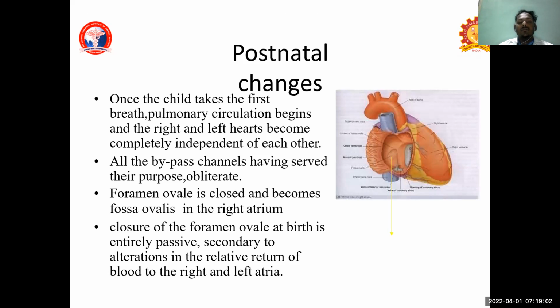Once a child takes the first breath, pulmonary circulation begins and the right and left heart become completely independent of each other. All bypass channels, having served their purpose, obliterate. The foramen ovale is closed and becomes the fossa ovalis in the right atrium. Closure of the ductus venosus at birth is entirely passive, secondary to alteration in relative pressure of blood to the right and the left atrium.